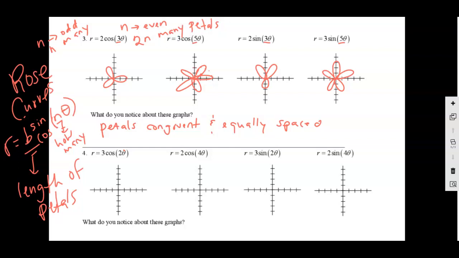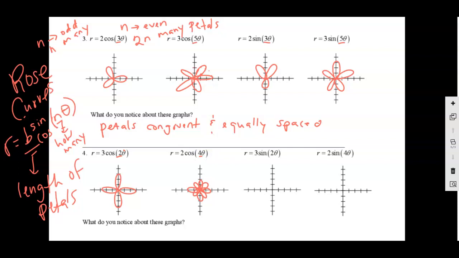When n was 2, we ended up having 4 petals. Right? And one of them is on that positive x-axis. And then because of symmetry, since there's 4, they're all 90 degrees apart. But when I had the 4 theta, you actually had 8. So we had 1, 2, 3, 4. And then because of symmetry, we need to fit those other 4 in. They're all going to be 45 degrees apart. But if you have an even coefficient, you have twice as many petals.